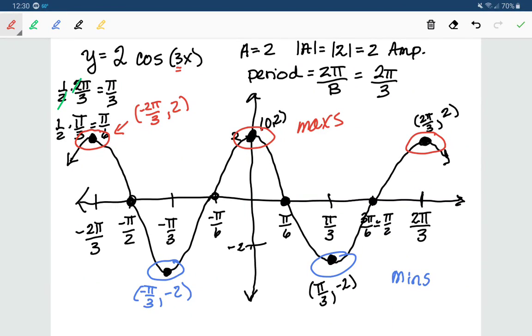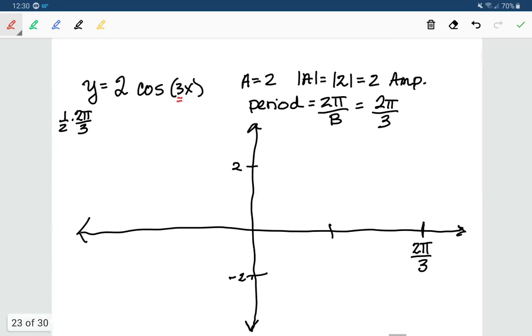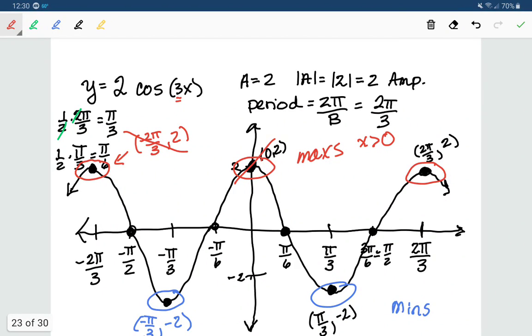Okay. So what we are asked to do is find the maxes where x is greater than, not equal to, 0. So here's a max, but x is negative, so we'll get rid of that. Here's a max, but x is equal to 0, so that's not the one they're looking for, and this is the one we're looking for. And you use the same logic for the mins. The mins need to be where x is greater than or equal to 0. Here the x value is negative, so that's not the one you're looking for. They're looking for this one.